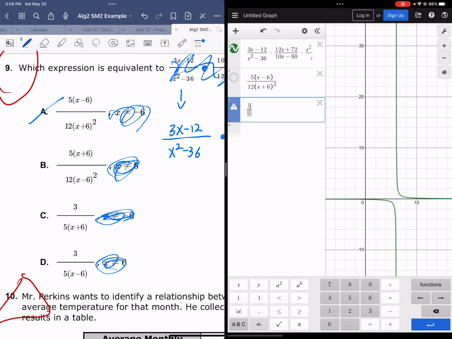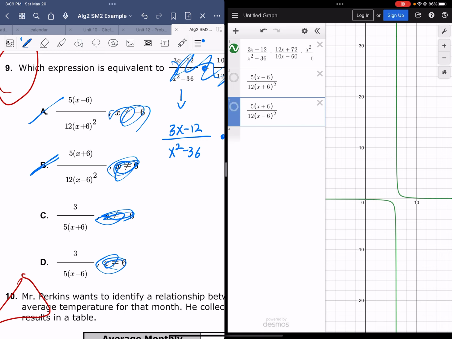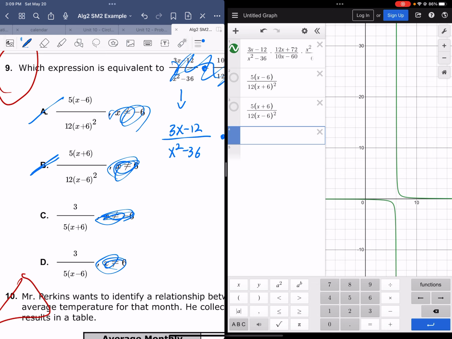Divide 5, x plus 6. Second one, what? 12, x minus 6, squared. It does not match, so that cannot be the answer. And I'm not gonna delete it, I'm just gonna mark it off and then go like this. 3, 5, parenthesis, x plus 6. It does not match, so that cannot be the answer.